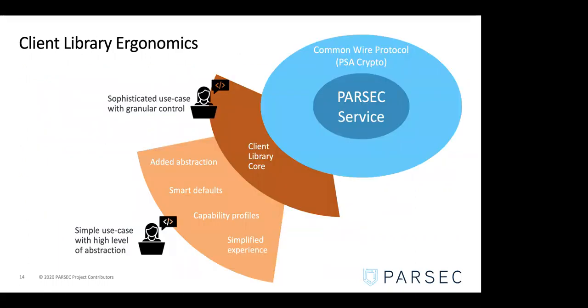And here's a visual representation of that layering concept. So you can see here, we can choose to code at a relatively low level of abstraction, so quite close to the wire protocol primitives themselves, if we need that degree of sophistication and granular control, or we can make use of this simplified experience where the client library is making some choices for us based on maybe configuration data that is automatically picked up from the service. So that's the client library vision. So it's multi-language, designed for each language, and designed in layers that are sensitive to use cases.